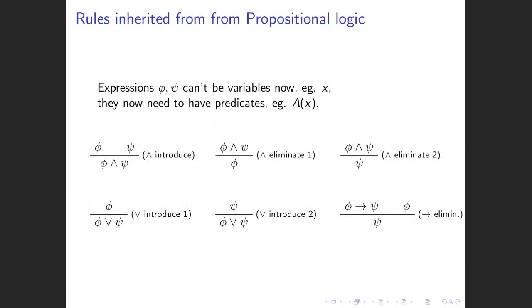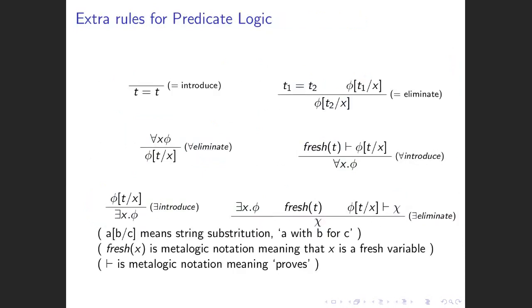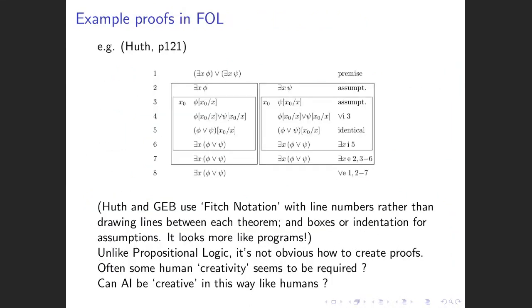So all the same stuff we saw last week in propositional logic, together with some new rules for introducing and eliminating quantifiers, upside down A and backwards E. I'm going to ask you in a bit to try doing some example proofs using these rules.